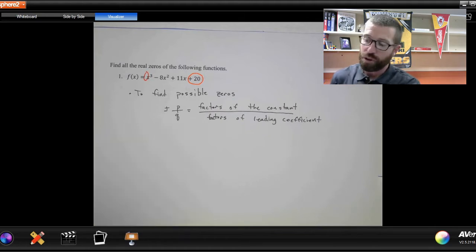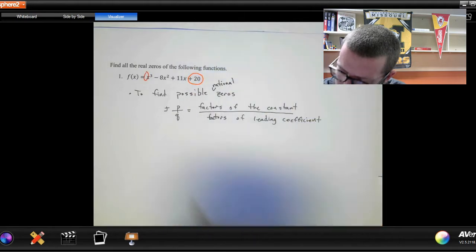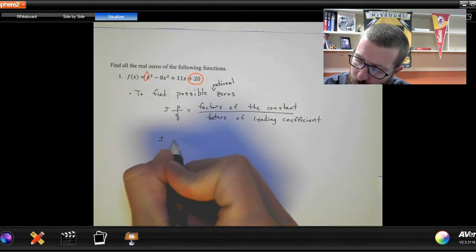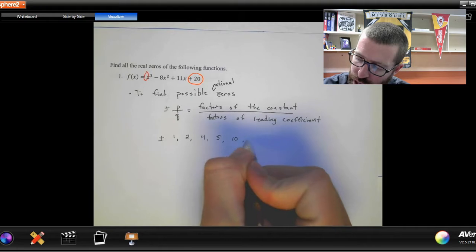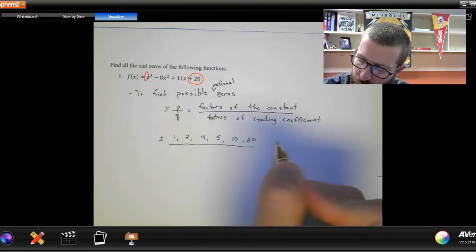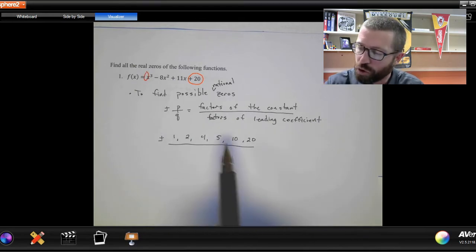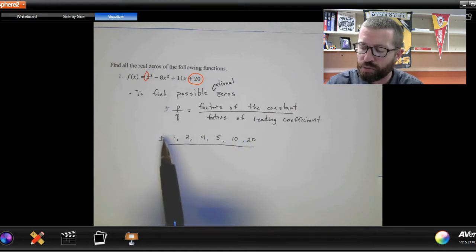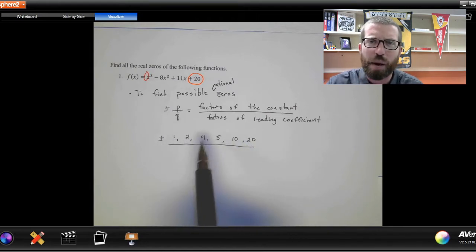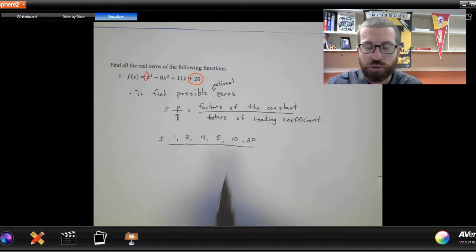Okay, so to find the possible zeros, I should say rational zeros, we're going to list out the factors of 20, which are 1, 2, 4, 5, 10, and 20. So let's pause and talk about where those numbers come from. Those are numbers that multiply to 20. 4 times 5 is 20. 2 times 10 is 20. 1 times 20 is 20. Those are all factors. The plus or minus is there because we could have a combination where both of them are positive, or both of them are negative. So negative 4 is also a factor of 20.